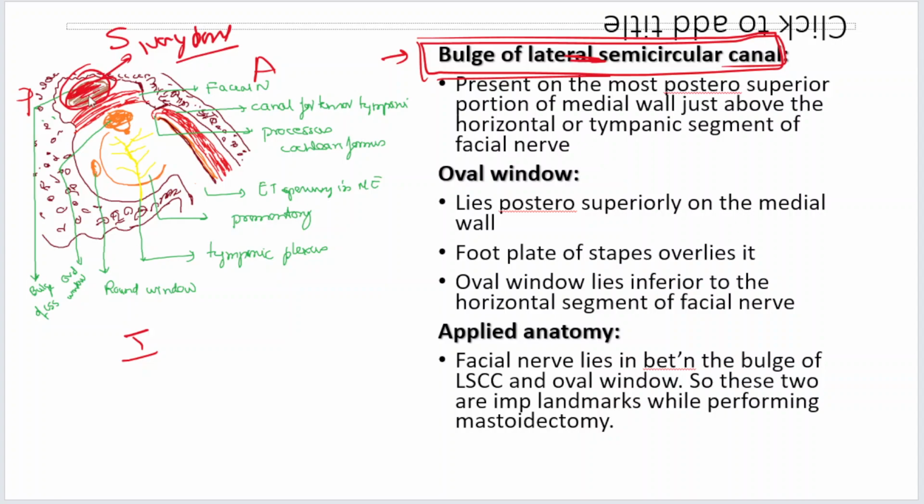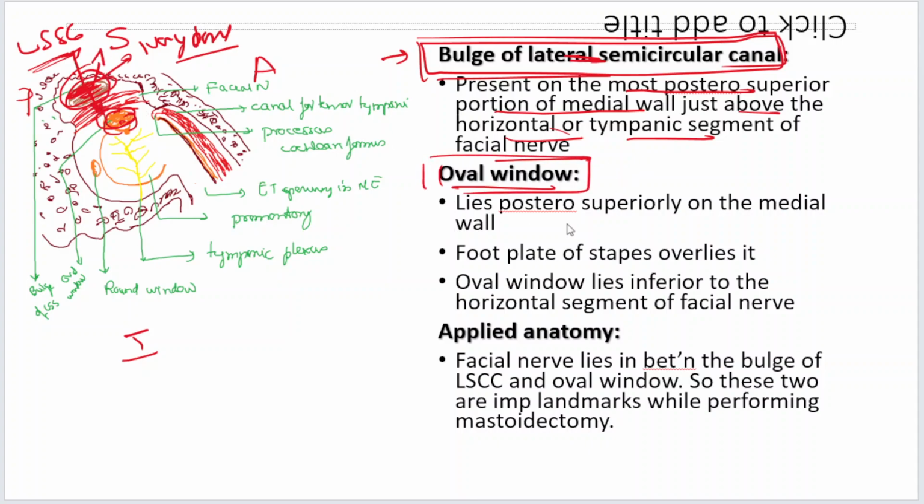Again, what is the importance of this lateral semicircular canal? Once you have found out where the lateral semicircular canal is, the facial nerve, the second genu, and the horizontal segment of the facial nerve are just anterior-inferiorly to the lateral semicircular canal. Just below that you have the oval window on which is present the stapes foot plate. So the bulge of the lateral semicircular canal is present on the most posterior superior portion of the medial wall, just above the horizontal, the tympanic segment of the facial nerve. So if you find the lateral semicircular canal, then it means that the facial nerve is right below it.